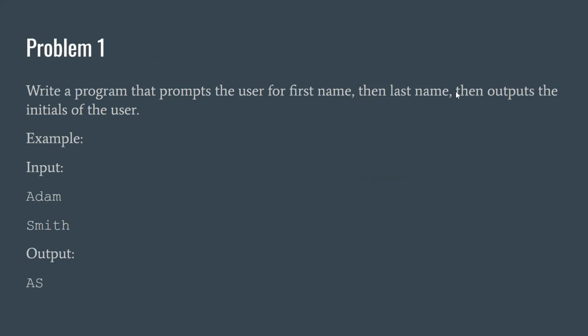Write a program that prompts the user for first name, then last name, then output the initials of the user. The word prompts just means ask for input. Ask for input or ask the user to do something. So I want to prompt the user to enter his name, first and last. Then I will output the initials of the user. So let's see how do I do this.